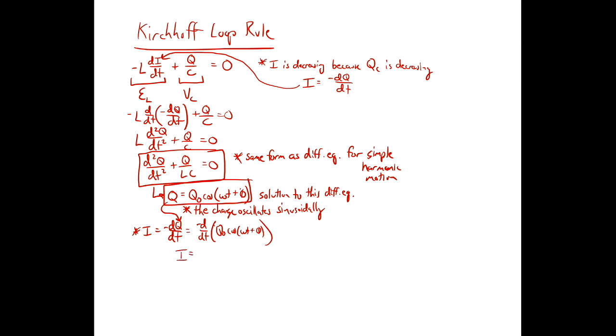So we're going to get I is omega Q naught sine of omega t plus phi, where this thing is the maximum amount of current. So we could say I max is equal to omega times Q naught. And I'm going to rewrite that one other way in just a second. We haven't got far enough yet. So notice we have a sine function for the current.